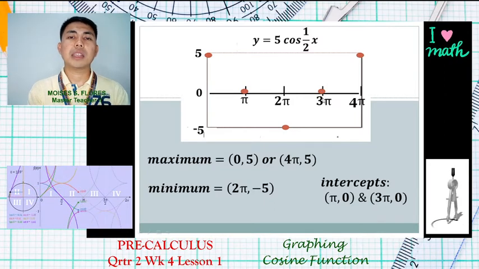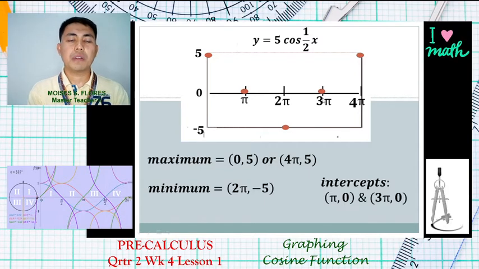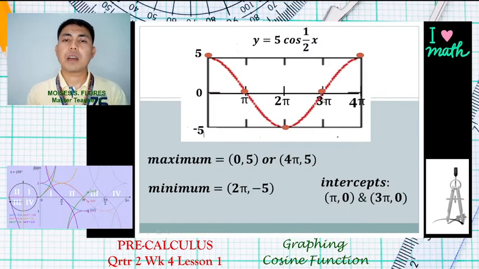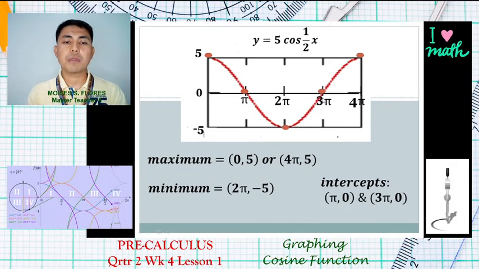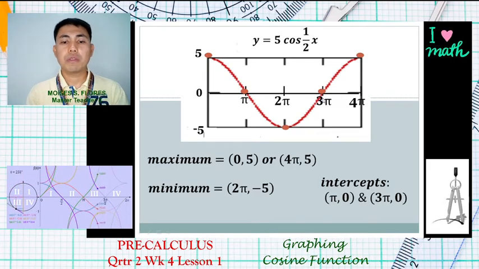After you have plotted the coordinates, you are now ready to draw a smooth curve of this. So there you have it, guys, our graph of 5 cosine 1 half x. You just copy the pattern such that your period is said to be 4 pi.